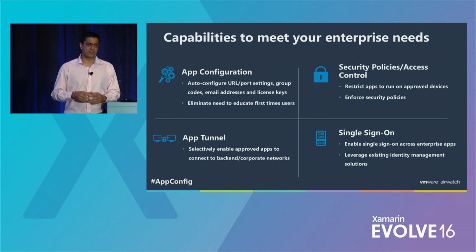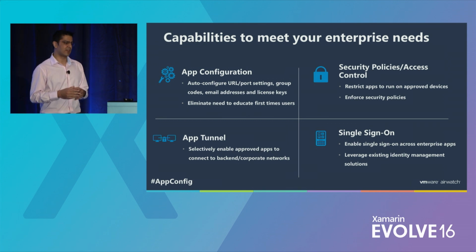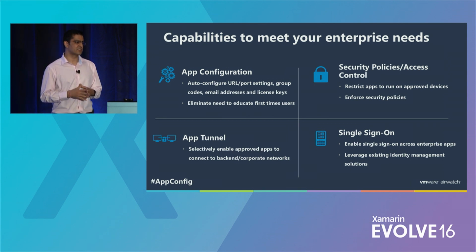App tunneling. If the app you're building is accessing business systems that are on-premise, chances are you need a way to tunnel your traffic either through a VPN or a tunnel. As an EMM platform, AirWatch, as well as other EMM platforms, can do this automatically. Your app doesn't even have to write a single line of code to take advantage of that. It just has to be managed by an EMM platform.